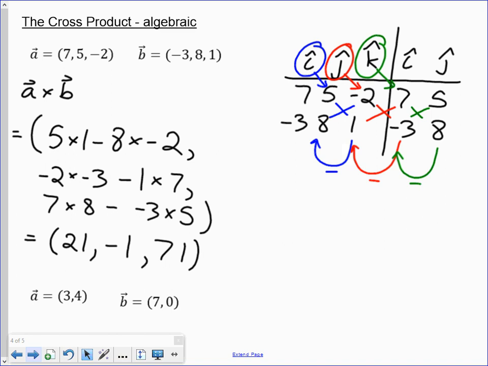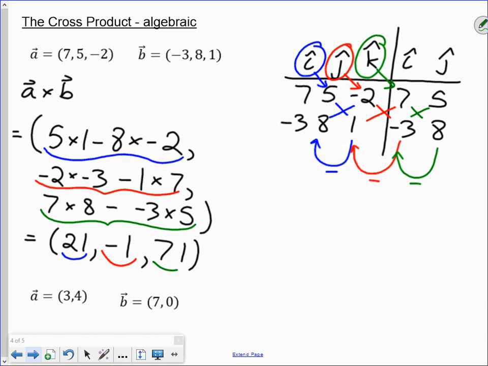So this whole calculation here gave me this 21. This calculation here gave me the -1. And this calculation here gave me the 71. And that's how you carry out a cross product.